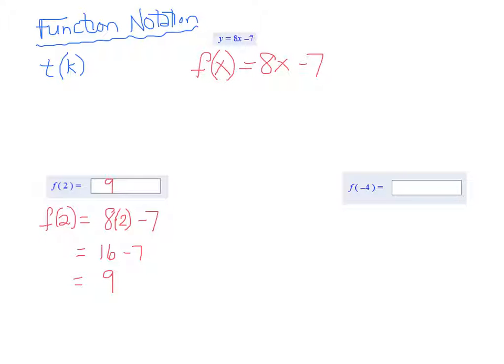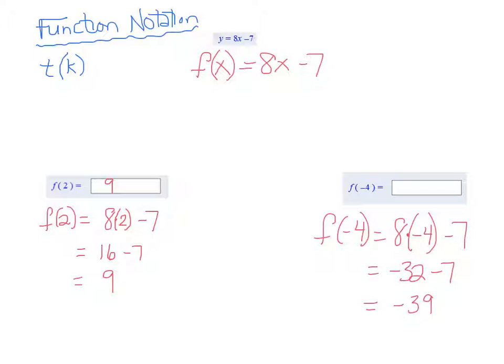All right, I gave you the harder one. To find f of negative 4, I have to plug negative 4 in for x. So 8, I'm going to plug in a negative 4 minus 7. Order of operations says I have to multiply first. 8 times negative 4 is negative 32 minus 7. That's going to be a negative 39.